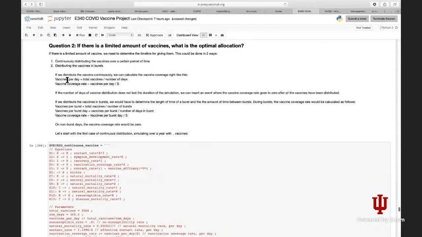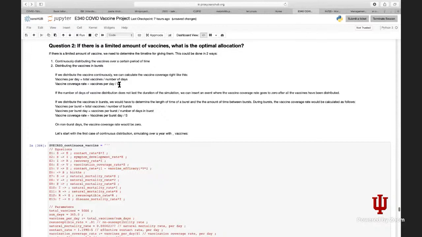So for the continuous vaccine distribution, we can calculate the vaccine coverage as we have our vaccines per day is equal to the total number of vaccines divided by the total number of days that we define for our vaccination period. So then the coverage rate should be the vaccines per day divided by the susceptible population, because that's going to be the proportion of the susceptible population that we're going to want to vaccinate.